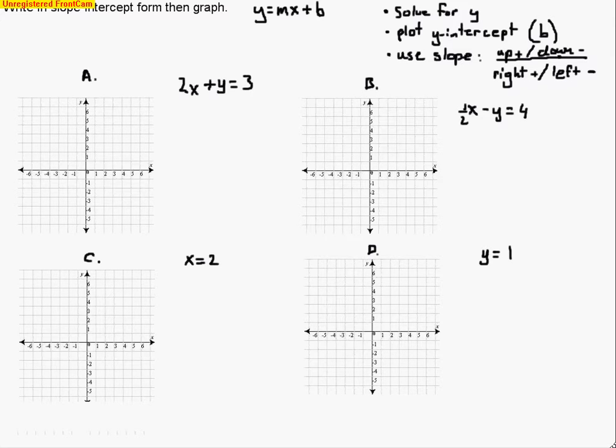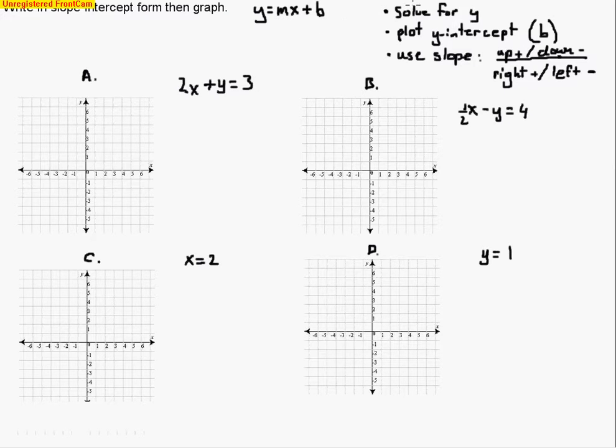So in this section, we're going to solve for y first because we want to write the equations in the slope-intercept form so that we can graph using the slope and y-intercept. So I gave you some hints here. First of all, slope-intercept form is y equals mx plus b. M stands for the slope, b the y-intercept.